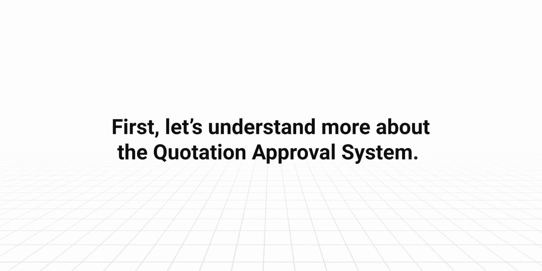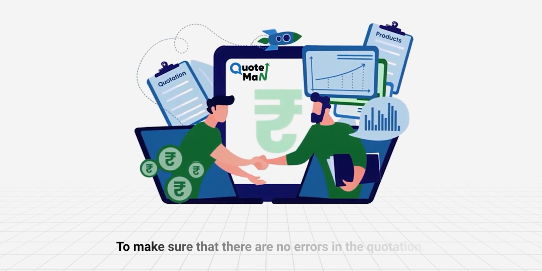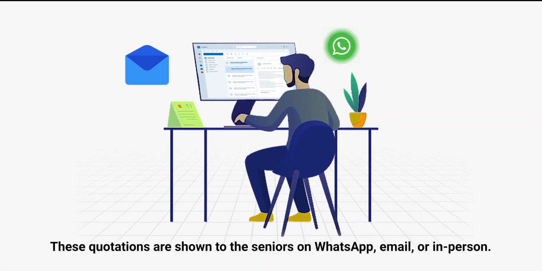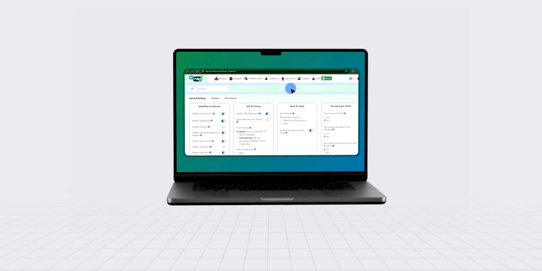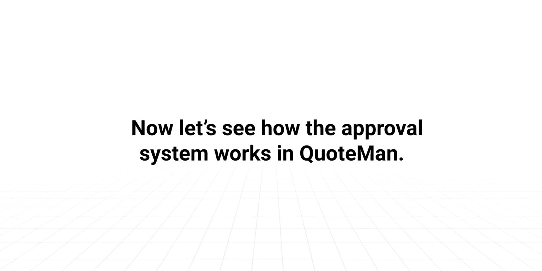First, let's understand more about the quotation approval system. In business, quotations often get approved by the seniors of the company to make sure that there are no errors in the quotation. These quotations are shown to the seniors on WhatsApp, email, or in person. Quoteman has a built-in approval system that makes the whole quotation approval seamless and faster. Now let's see how the approval system works in Quoteman.